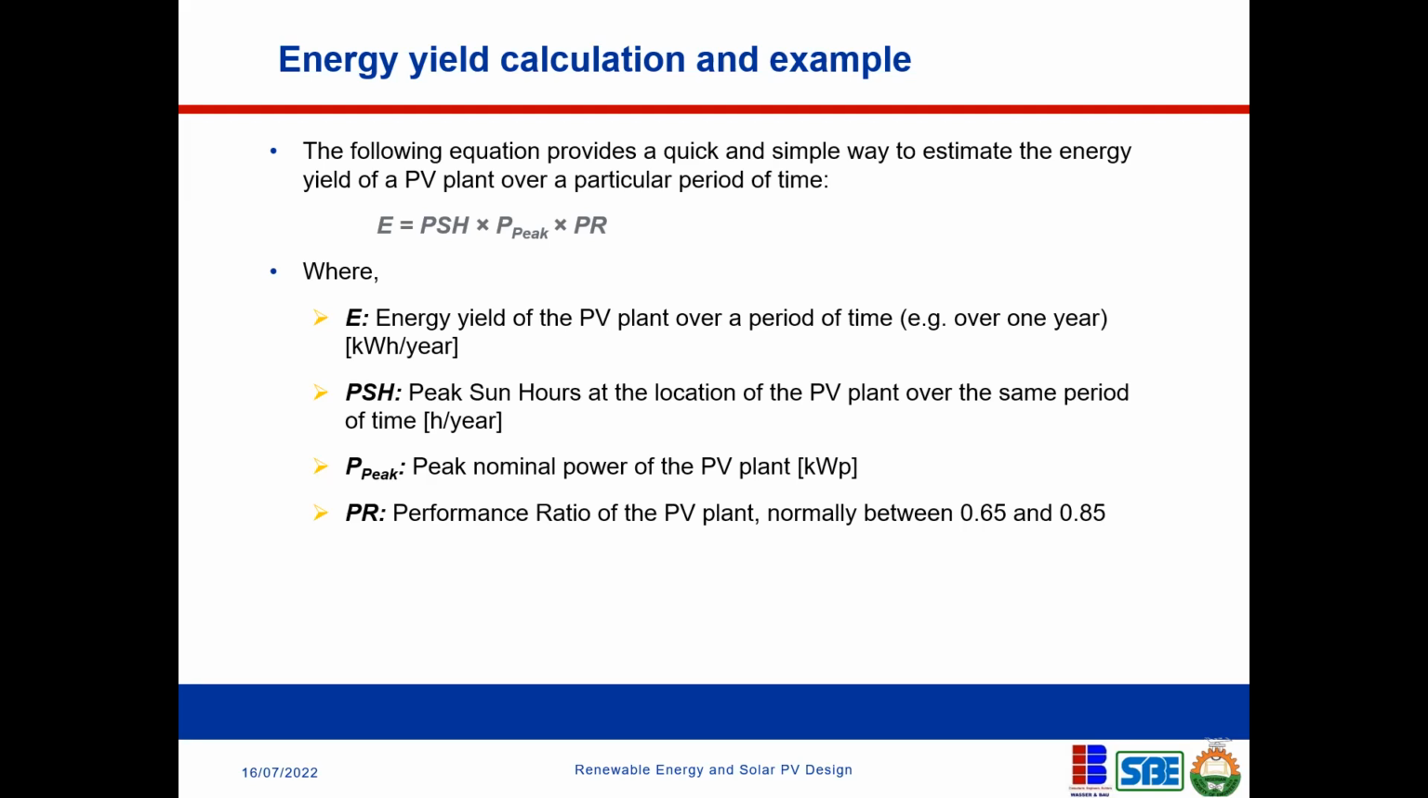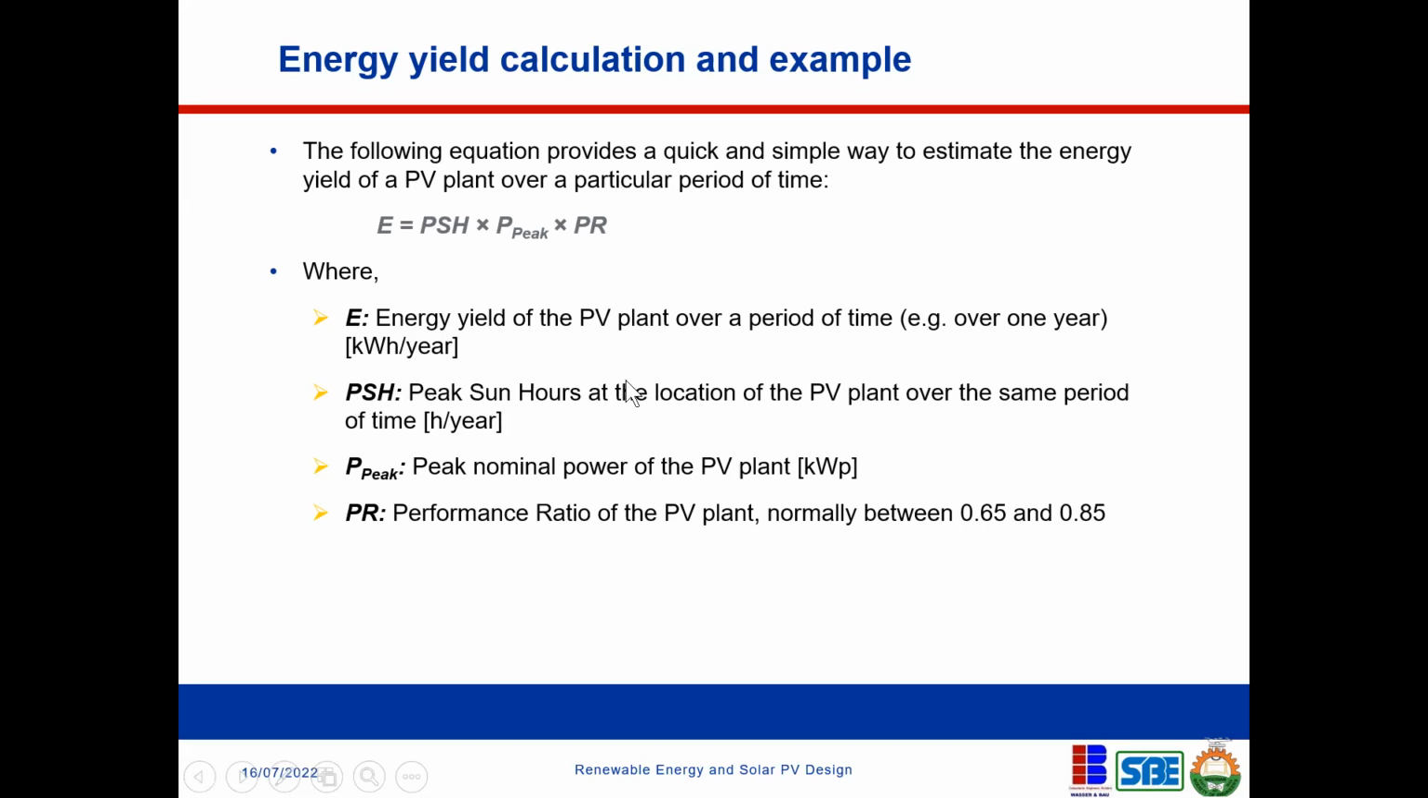Energy yield is represented by E, and it is equal to peak sun hours times the peak capacity that you're getting, times the performance ratio. Remember, I have explained what performance ratio is. So these are the definitions of these terms. The E is energy yield.